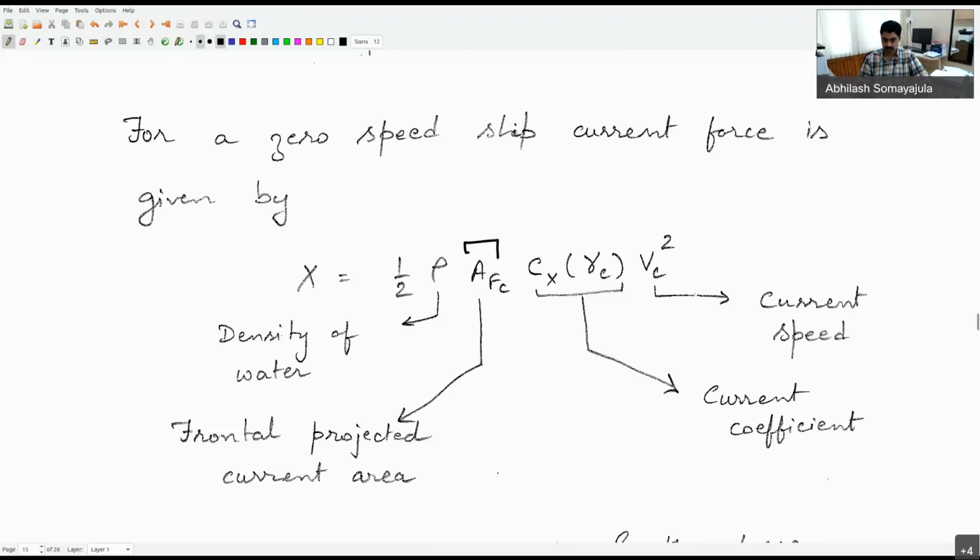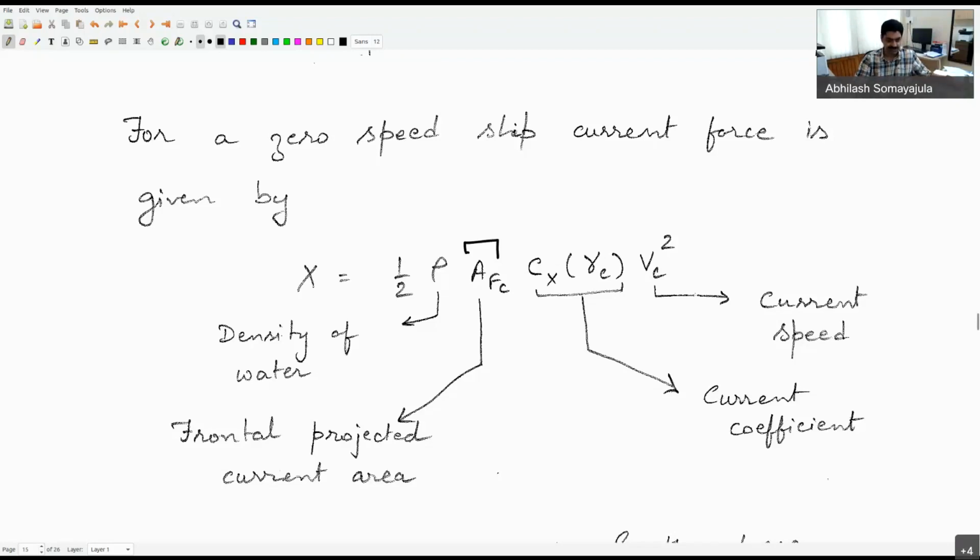Yes, no? The frontal projected area means the width of the ship, right, sir? So frontal projected area means if I take the underwater surface area of the ship and project it onto the front plane. If I'm standing in front, what is the area that I see? That is the projected area. Based on that area, I generally compute my current coefficients for low speed.